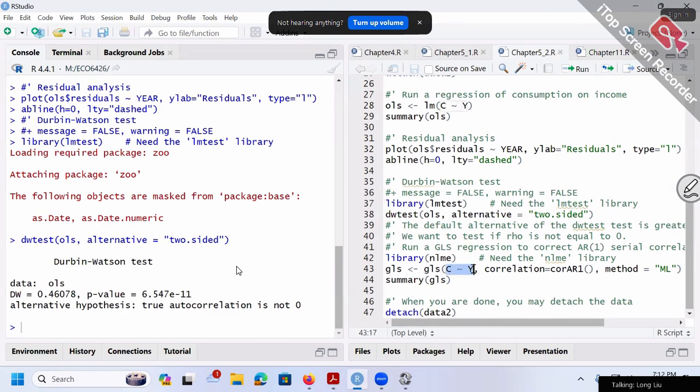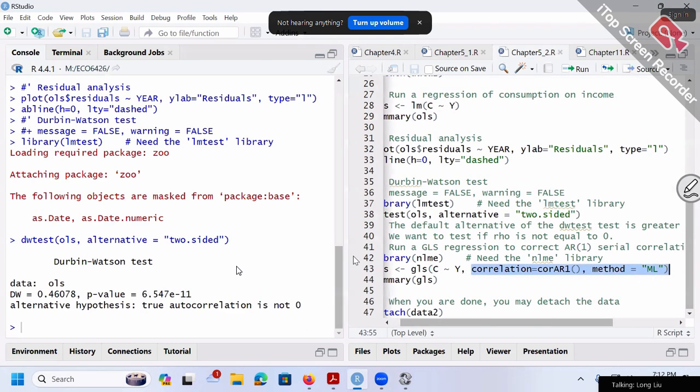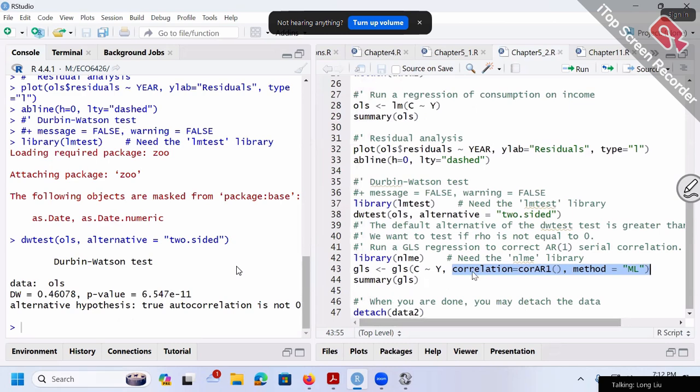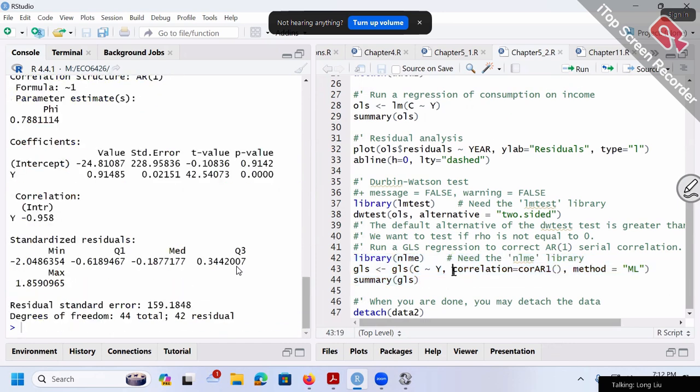The gls, C over Y, this is our Y over X variable, the consumption over income. Everything afterwards, you can just copy and paste my codes to mimic. Let me explain a little bit. Let me run the regression and then explain the detail. This option, correlation equals corAR1 in parentheses, when you do your regression, you can just copy and paste my option. This part just means that for my error term, we are using an AR1 process, and we're going to estimate the rho hat. Second one, method equals double quotes ML, which is the method to calculate your rho hat.